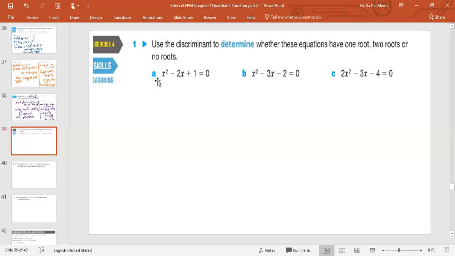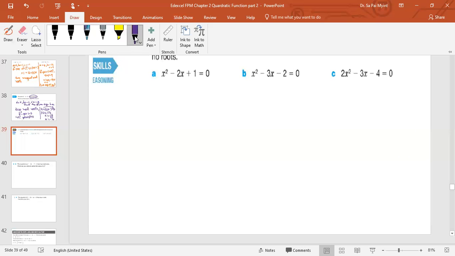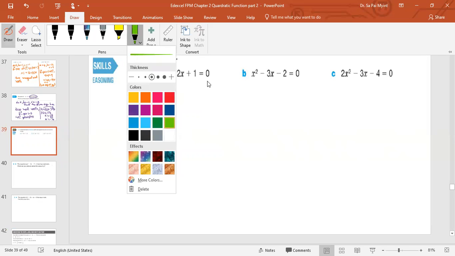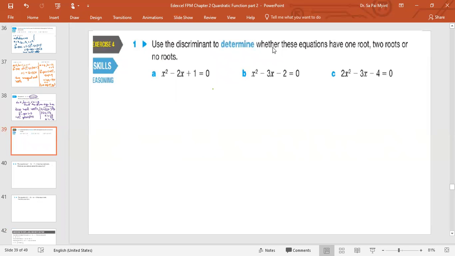Okay, here. Example 4, number 1. What is the question? Use the discriminant. What is the discriminant? b square minus 4ac. Determine whether these equations have one root, two roots, or no roots. Okay, shall we check? Which one is two roots? Which one is no root? Which one is one root?